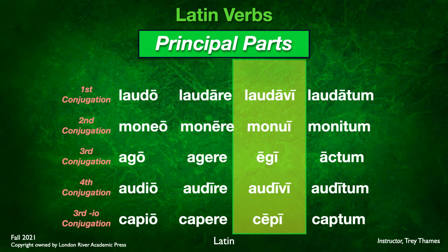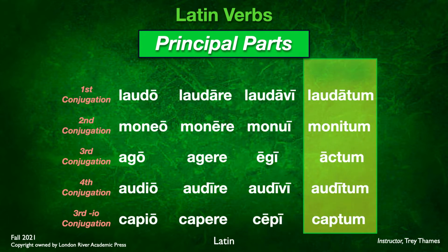For the active perfect system, and that was way too fast. I didn't intend for that to go away that quick. We use the third principal part. And then finally here, for the passive perfect system, we use the fourth principal part, laudatum and monitum. Now, in actuality, these forms are really laudatus, -a, -um. It's a masculine, feminine, neuter form. Same thing with monitum. It's monitus, -a, -um, but we'll look into that in a little bit more detail later.